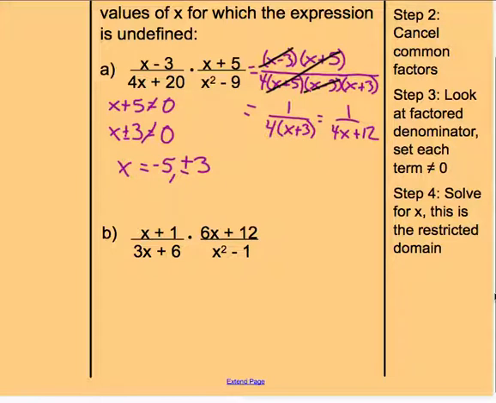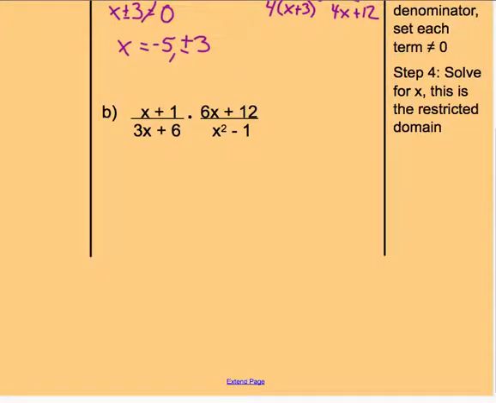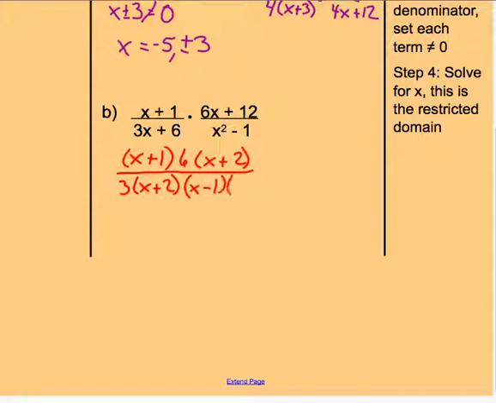We have one more example of multiplying. Again, starting by factoring everything, our first numerator is factored. Our second numerator has a GCF of 6. First denominator has a GCF of 3. And our second denominator is a difference of squares, so we factor that into conjugates again.